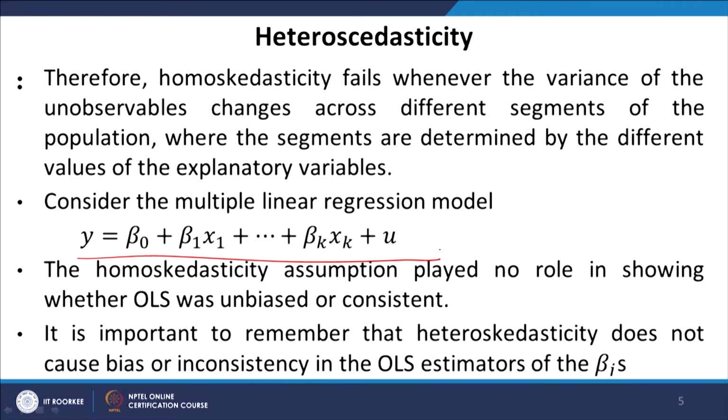So, then we can associate some non-constant probability in the dispersion of the population error from its mean value. Now, consider the standard multiple linear regression model, where we have k plus 1 variables. The homoscedasticity assumption played no role in showing whether OLS was unbiased or consistent. It is important to remember that heteroscedasticity does not cause bias or inconsistency in the OLS estimators of the beta j's. So, the unbiasedness and consistency properties remain even when the errors are heteroscedastic.